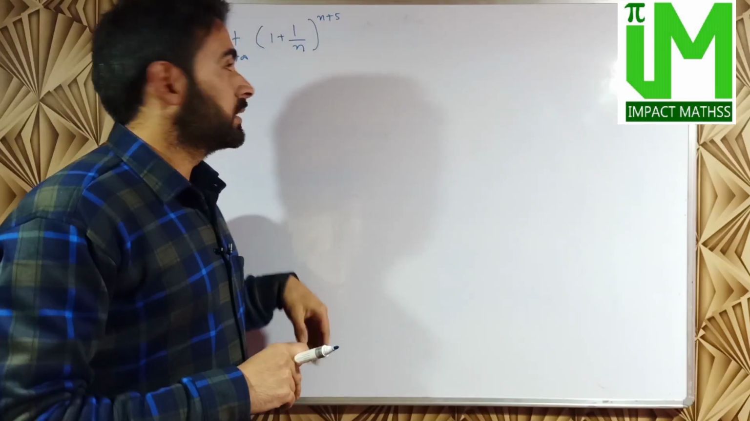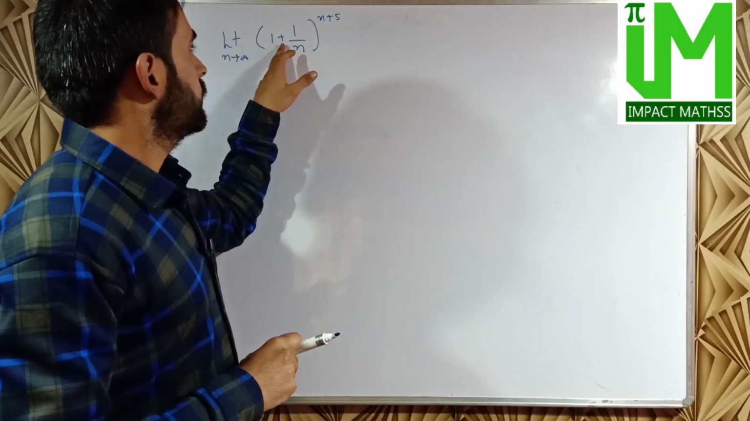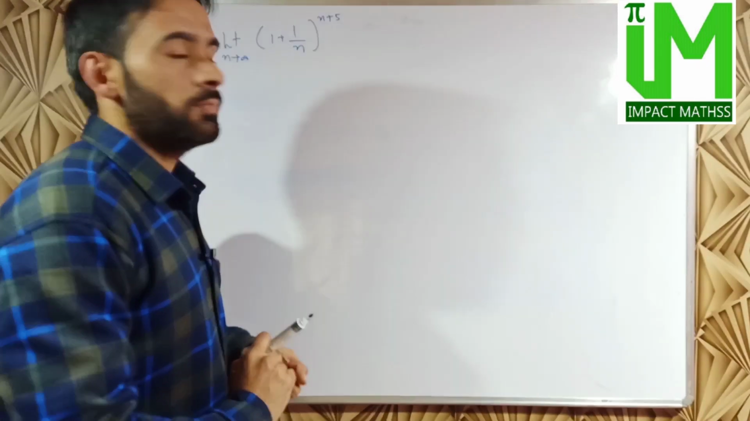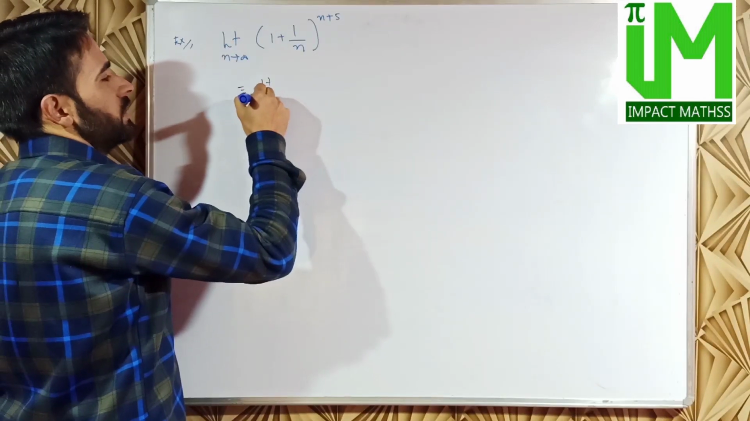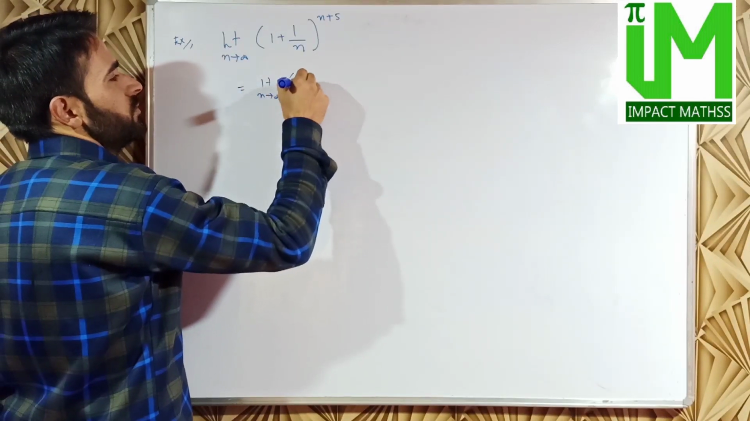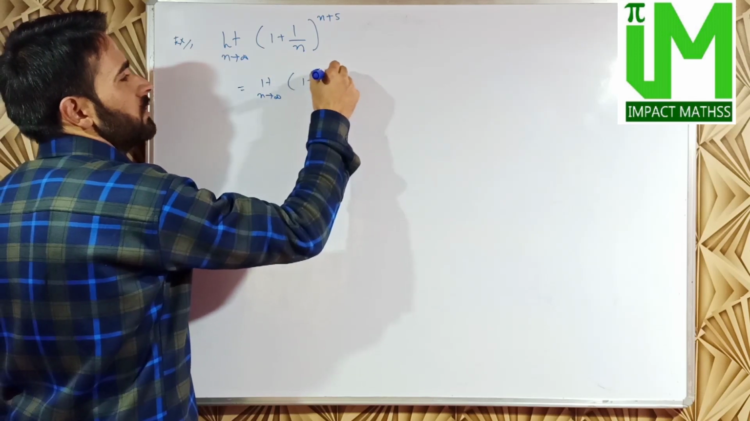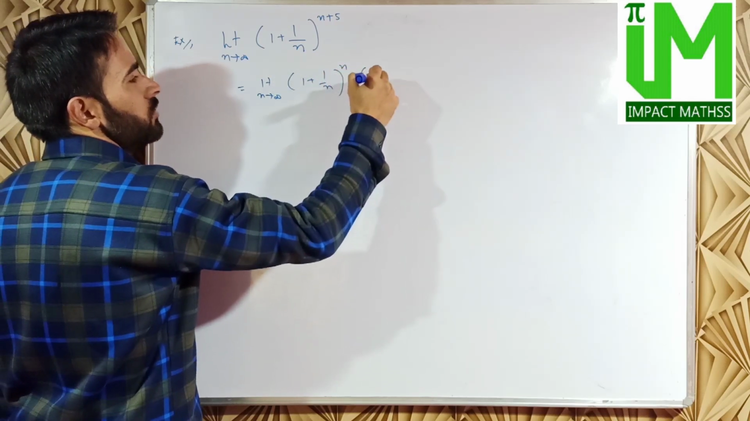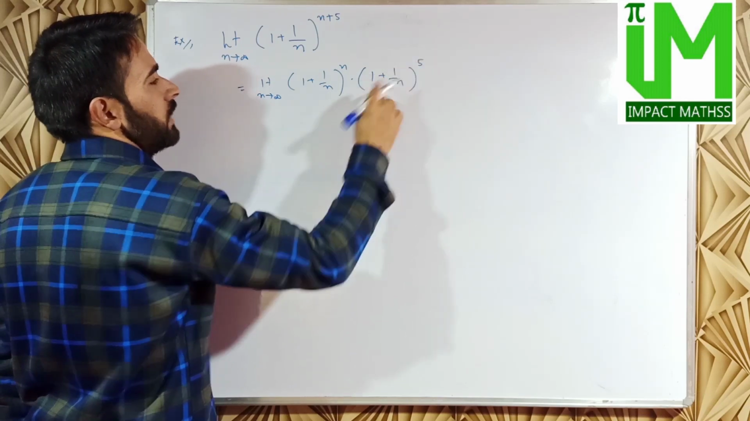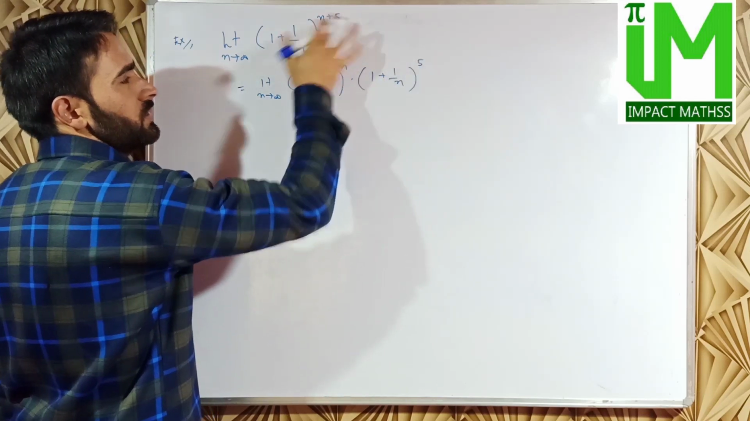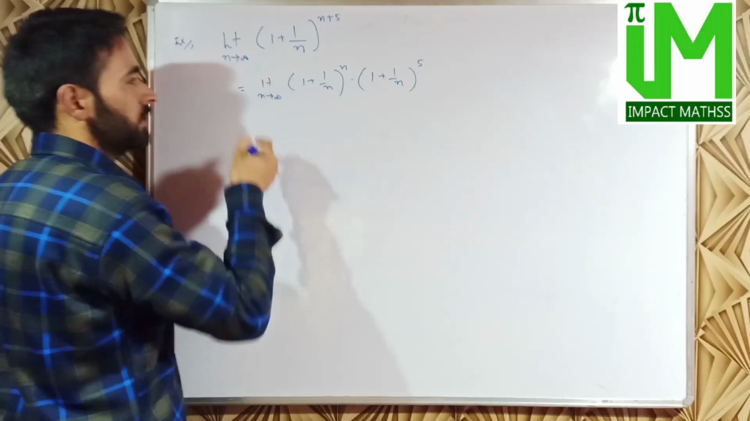Let's see an example. Limit n tends to infinity, (1 plus 1 over n) to the power n plus 5. So we can write this as limit n tends to infinity, (1 plus 1 over n) to the power n into (1 plus 1 over n) to the power 5. Obviously n plus 5, so this is adding the powers.